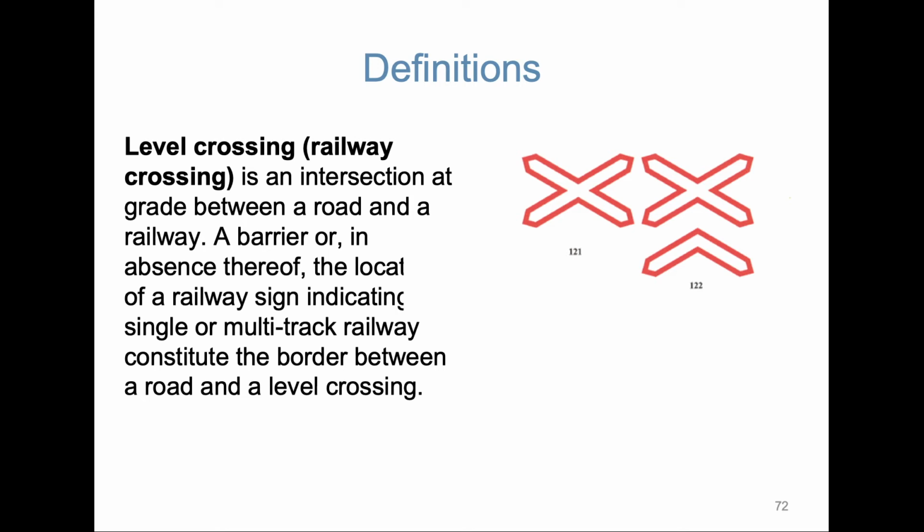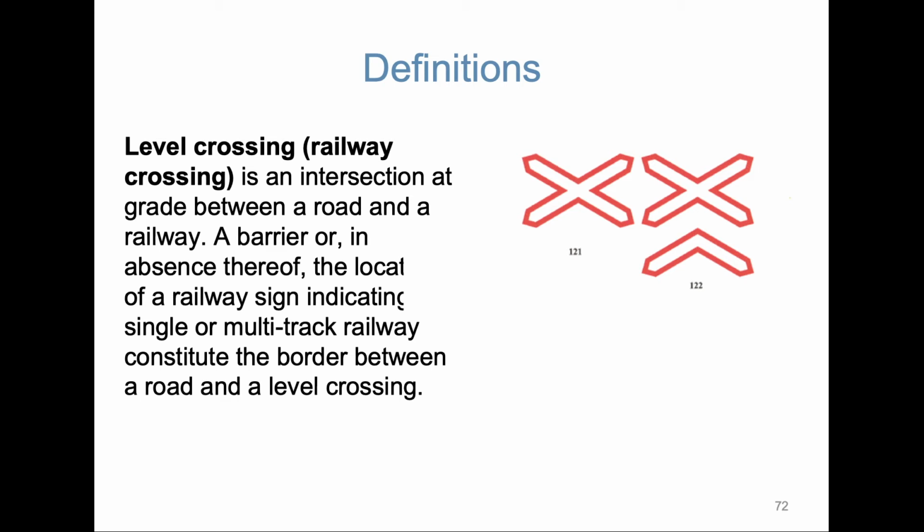A level crossing is an intersection at grade between a road and a railway, and barrier, or in absence thereof, the location of the railway sign indicating a single or multi-track railway constitutes the border between a road and the level crossing.